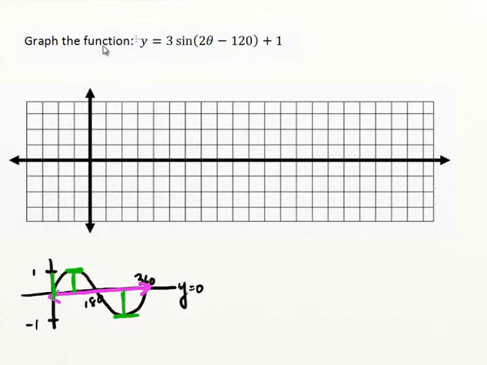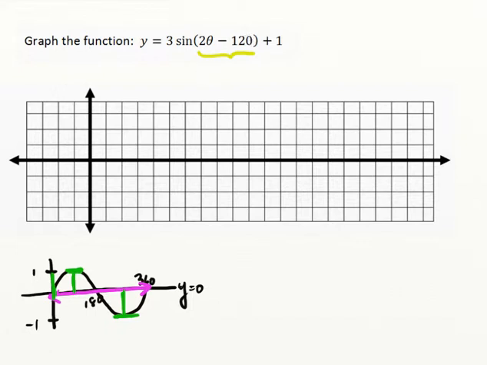Let's take a quick look at the function that we have listed here. We've got y equals 3 sine (2 theta minus 120) plus 1. The first thing my eyes are drawn to is the 2 theta minus 120 inside the brackets. Normally we just want theta all by itself, and this minus 120 is some sort of phase shift, like a translation left or right.